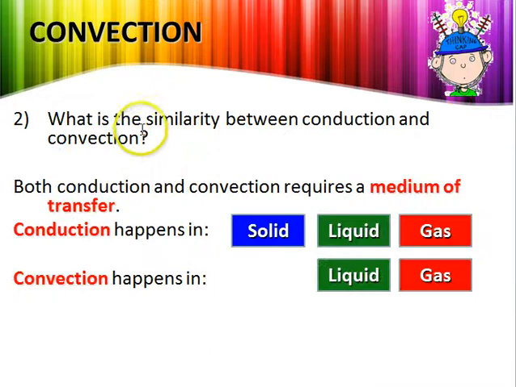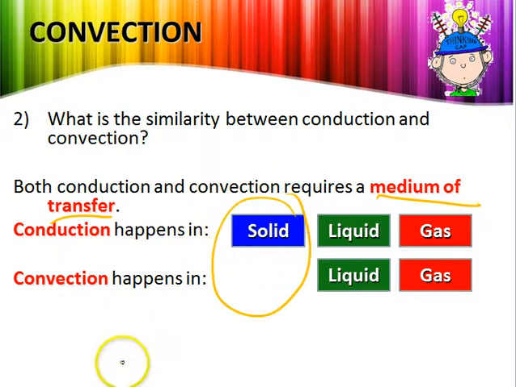Next one. What's the similarity between conduction and convection? Both conduction and convection require a medium. So the similarity is that they both require a medium. But what's the difference? The difference lies in here. Why convection cannot occur in solid, we have covered just now, is because the particles cannot move. So convection current cannot be set up. That's why there's no solid for convection, but there is solid for conduction. For liquid and gas, it occurs for both conduction and convection also. So this marks the first part of our convection.